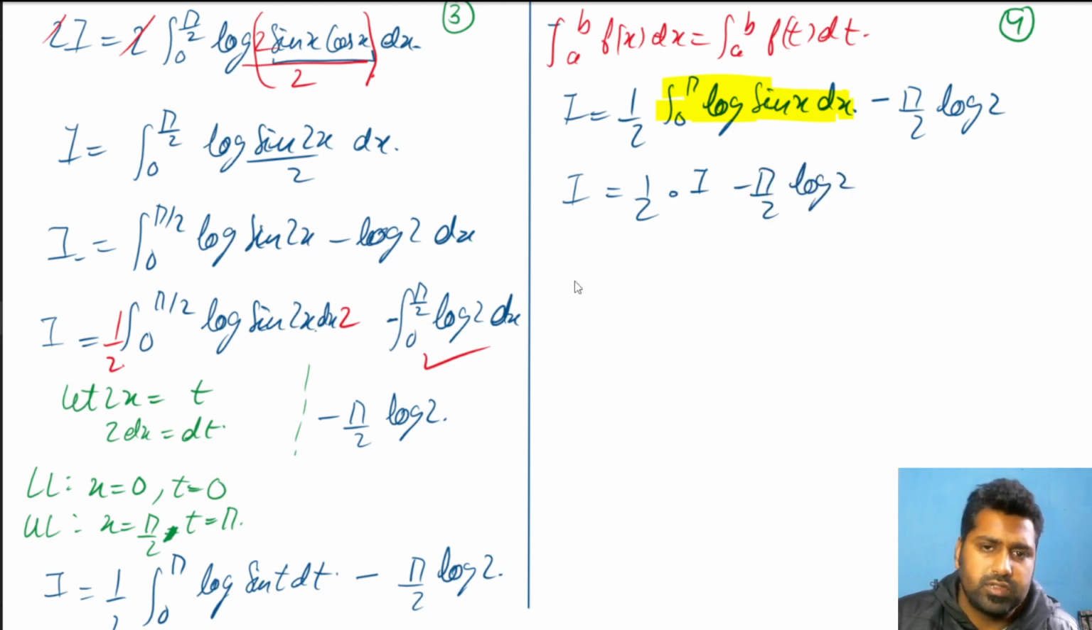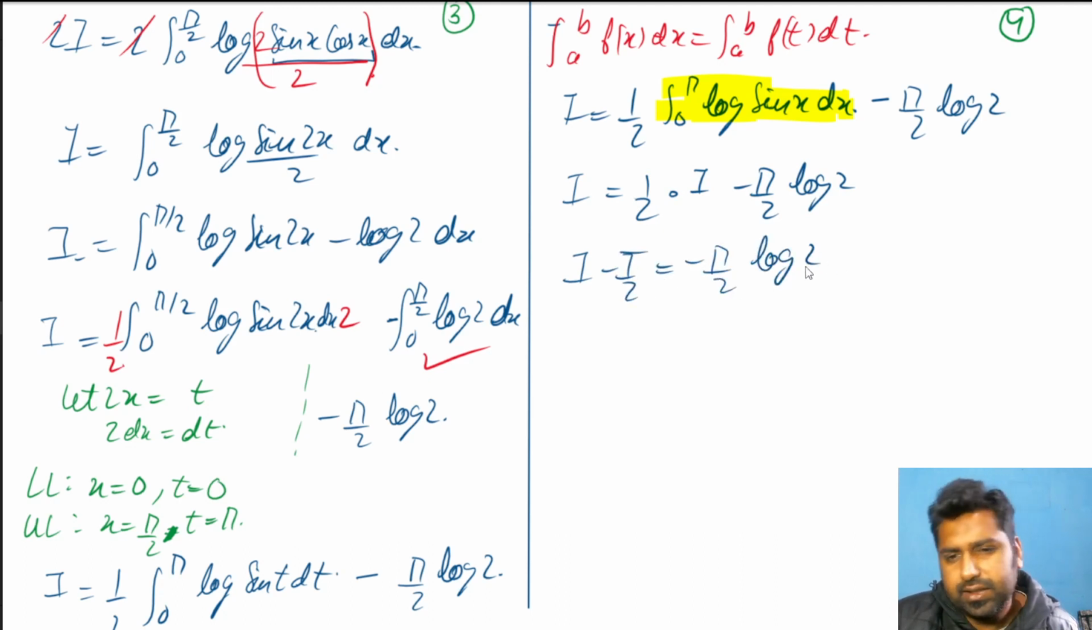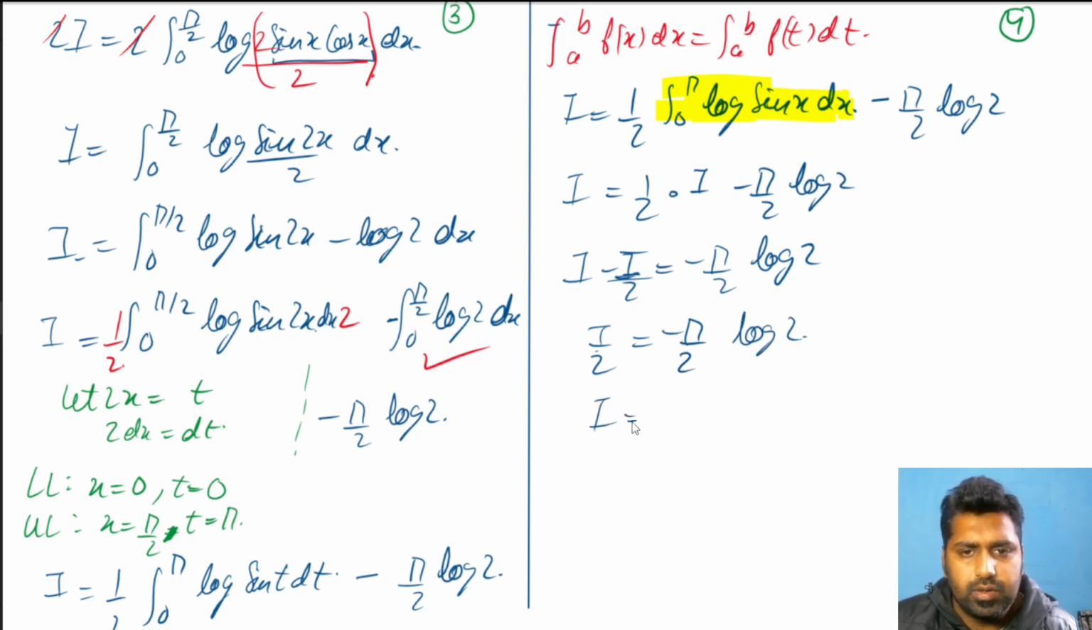Okay, so take this on the left side. So I minus I by 2 is minus pi by 2 log 2. So we never really integrated the whole function, we just used the property and somehow we generated sine again. Solve this, you get I by 2 is minus pi by 2 log 2, and I is equal to, cancel this, minus pi log 2. Okay. That's your answer.